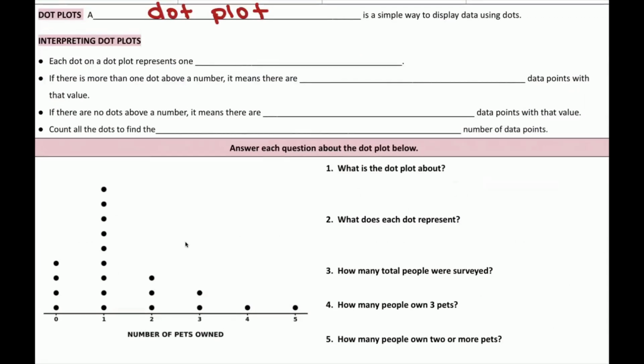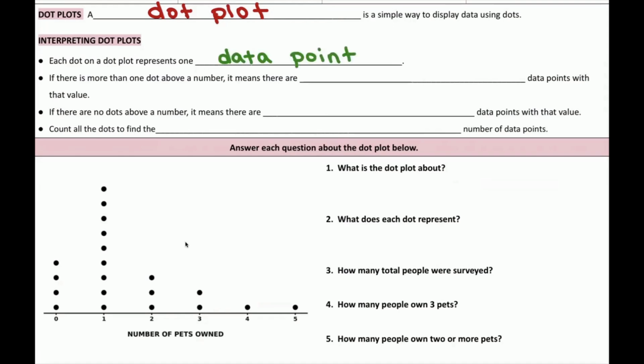A dot plot is a simple way to display data using dots. And you can see an example of a dot plot at the bottom of this page. Each dot on a dot plot represents one data point or one person being surveyed. So each one of these dots at the bottom of the page represents one person and how many pets they own.